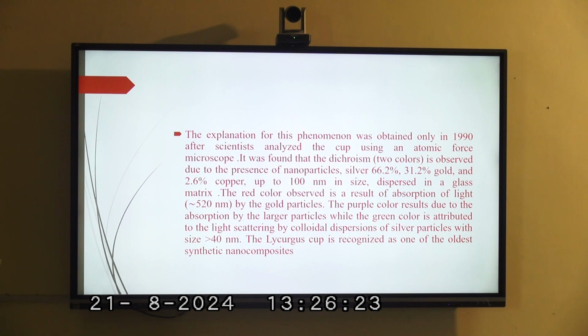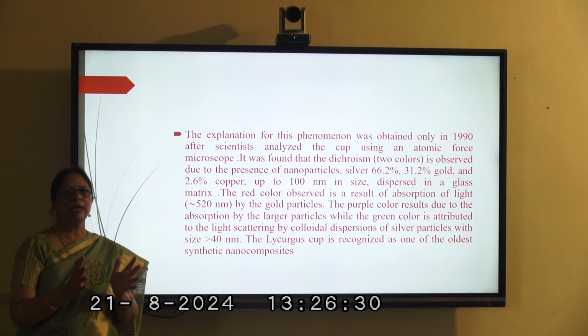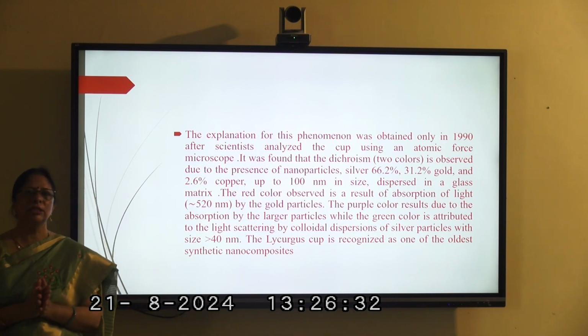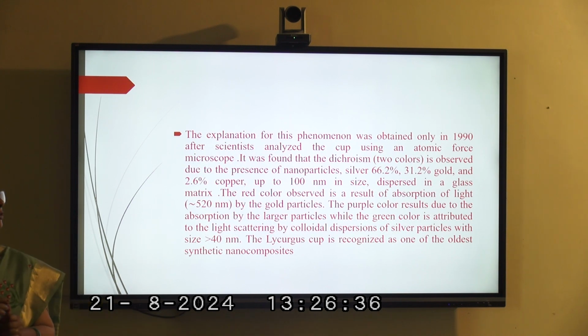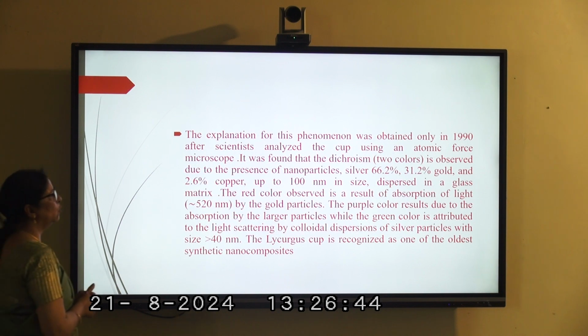explained this phenomenon of dichroism, and they said that the dichroic glass is made up of nanoparticles. Silver nanoparticles and gold nanoparticles were embedded in the glass matrix, which were responsible for the dichroism. The red color was due to the absorption of light by the gold particles.